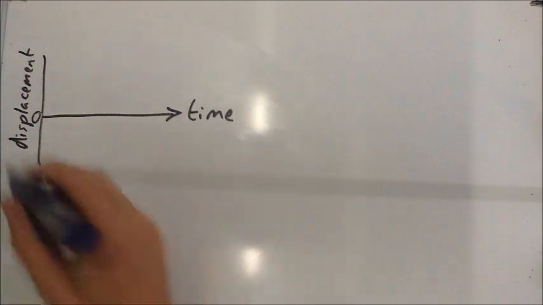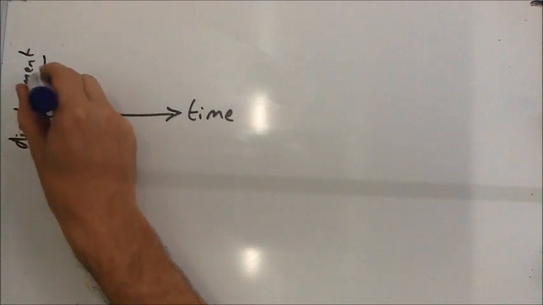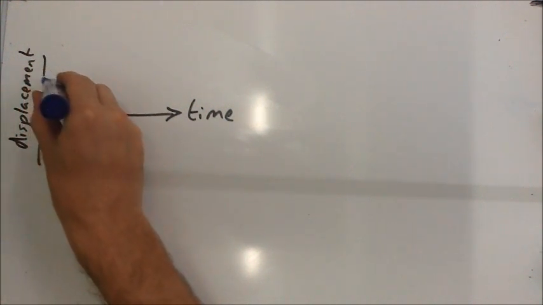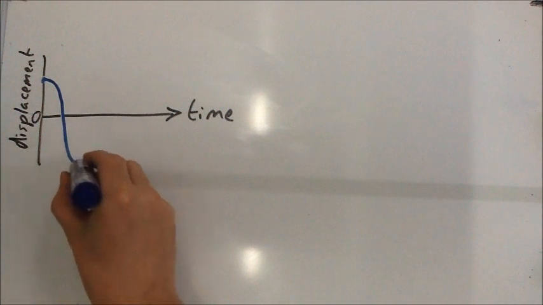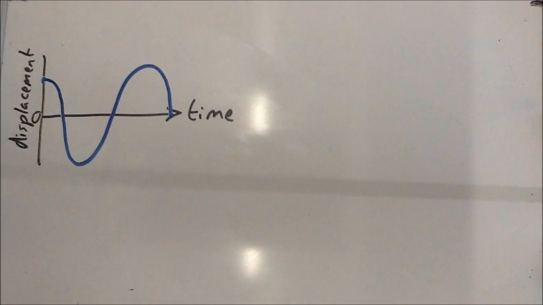And with things like water waves, if we imagine one single point in a water wave, it starts up very high and then it drops as time goes on, gets very low, and it goes back high again, and we get this. Okay, so we get this kind of pattern here.